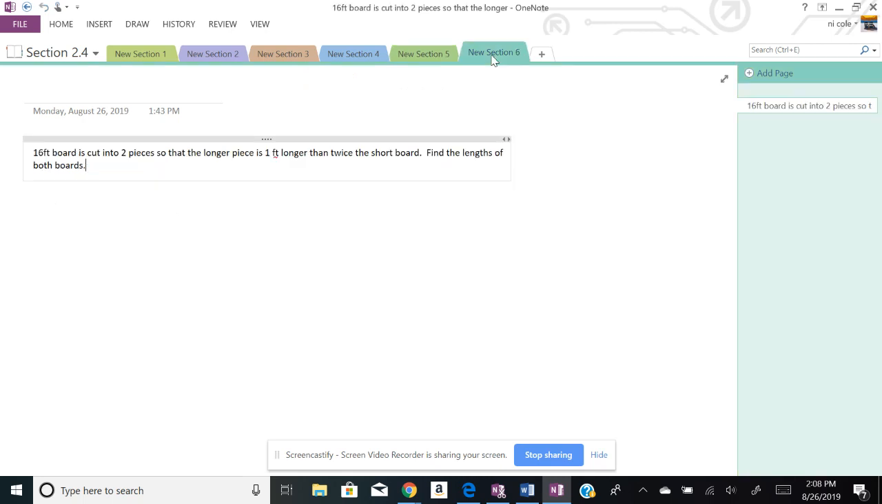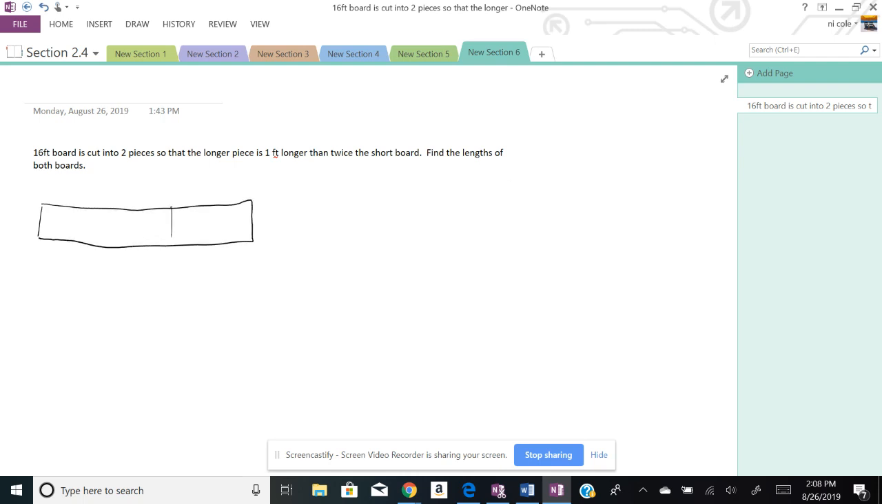All right. And our last problem. Okay, I have a 16-foot board. And I know it's going to be cut into 2 pieces. So the first length, I know this is 16 feet. Okay, so the longer piece is 1 foot longer than the short board. So what's the length of my short board? Well, I don't know, it's x.